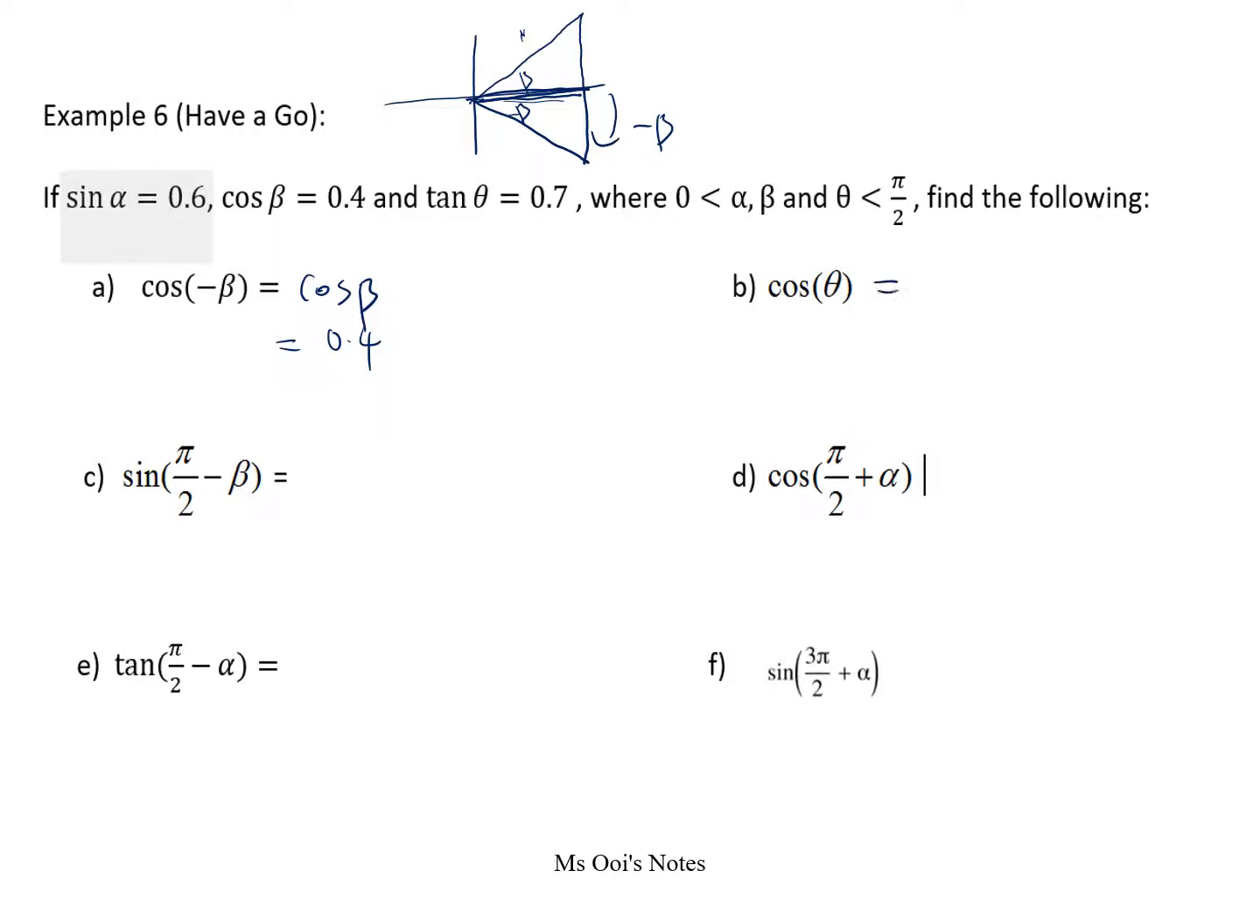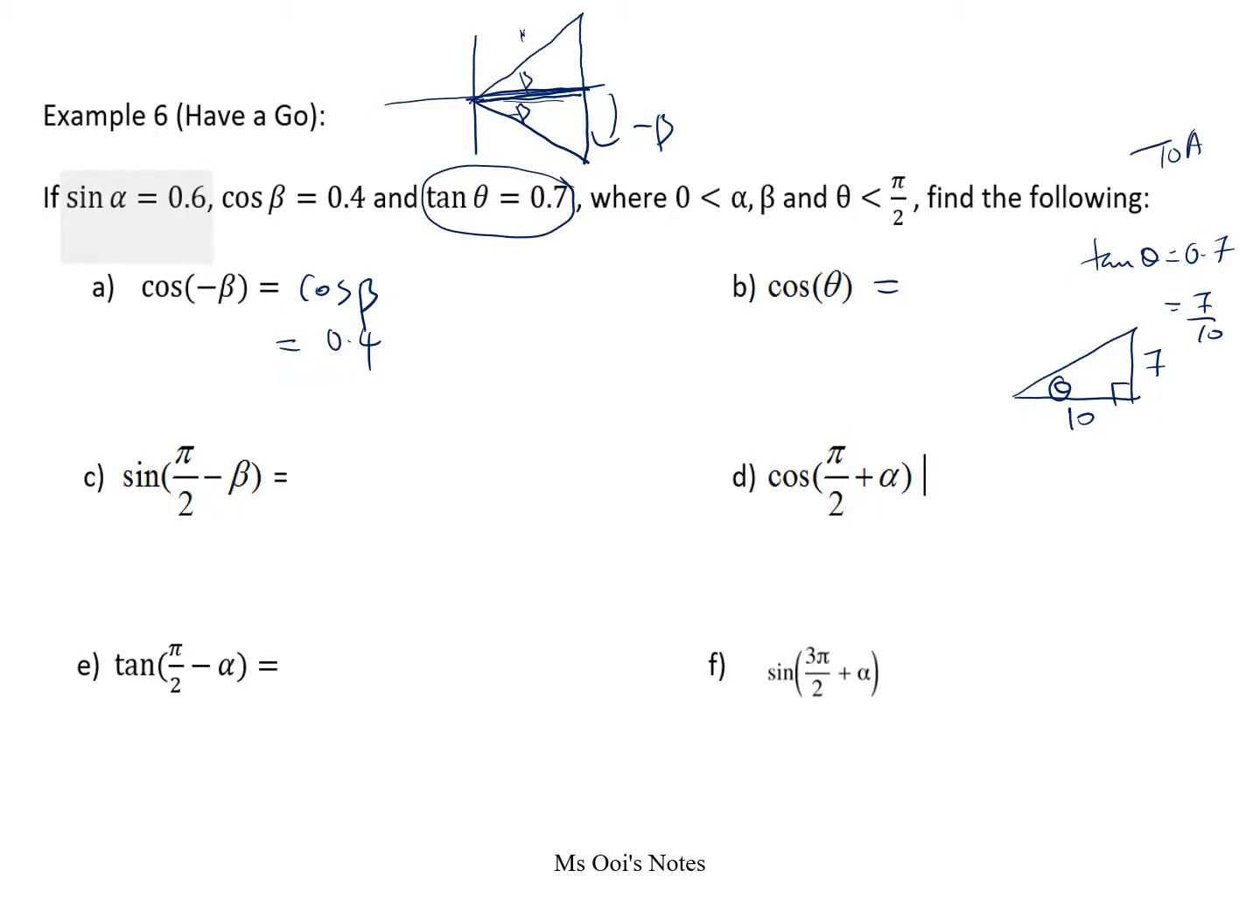Cos theta, how do you find cos theta? We know tangent theta is 0.7, which is equal to 7 over 10. Now, let's make use of this right angle triangle. Let's draw a triangle, and let's put a theta here. And we know the tangent is basically opposite, which is 7, over adjacent, 10.